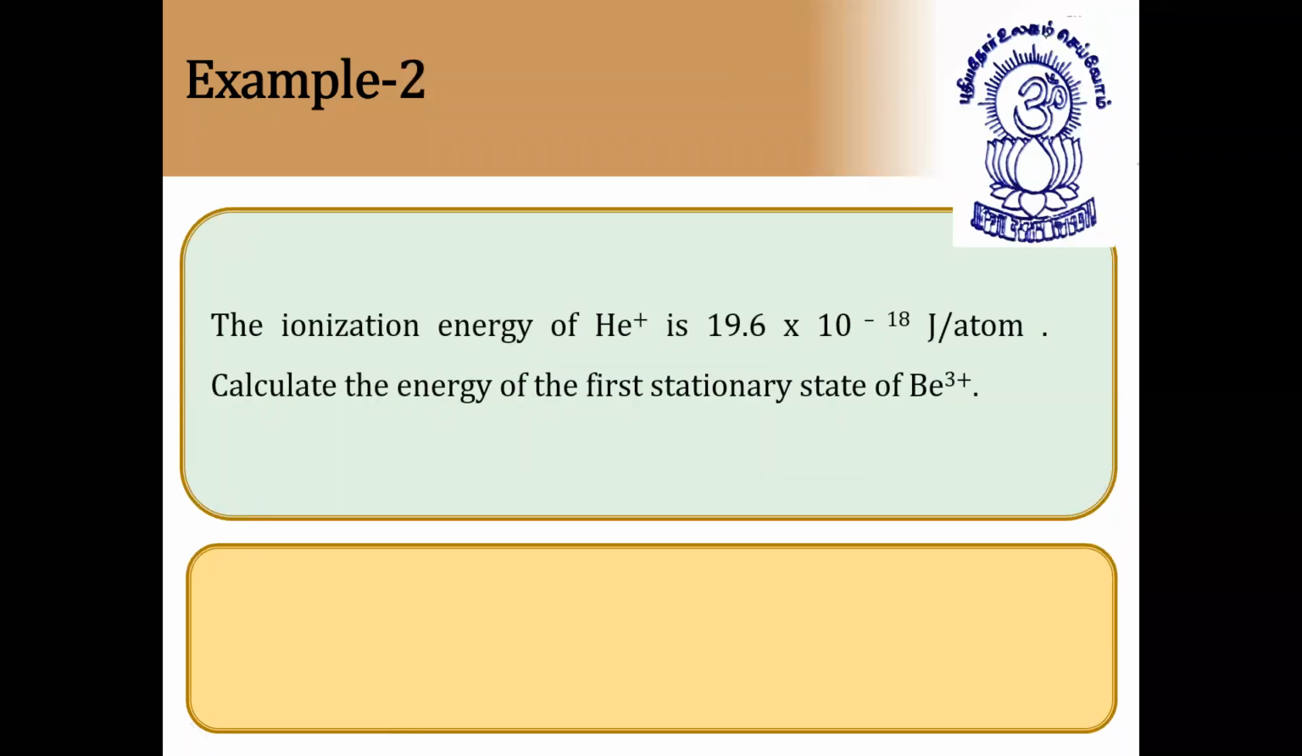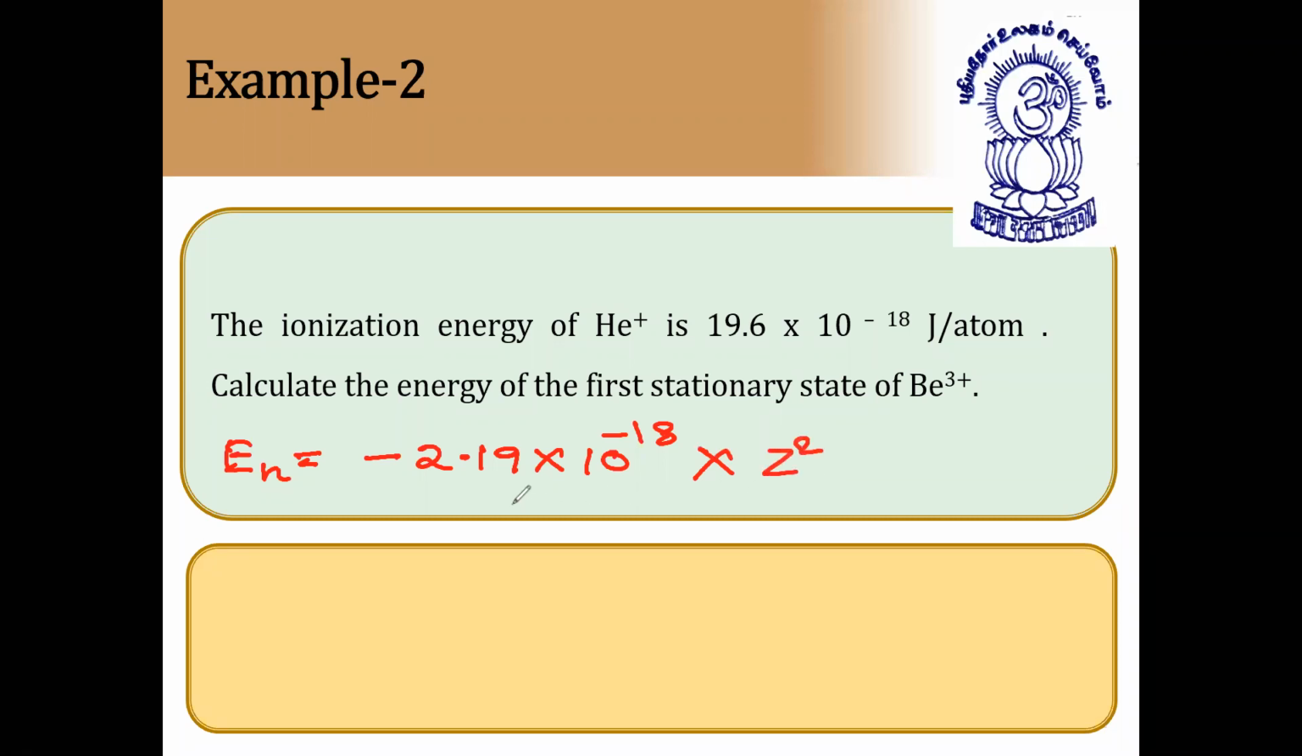The ionization energy of helium ion is 19.6 into 10 to the power of minus 18 joules per atom. Calculate the energy of the first stationary state of beryllium plus 3 ion. So you already know the energy of an electron in the nth orbit is En equal to minus 2.18 into 10 to the power of minus 18 joules per atom into z square by n square, where n is called orbit number.